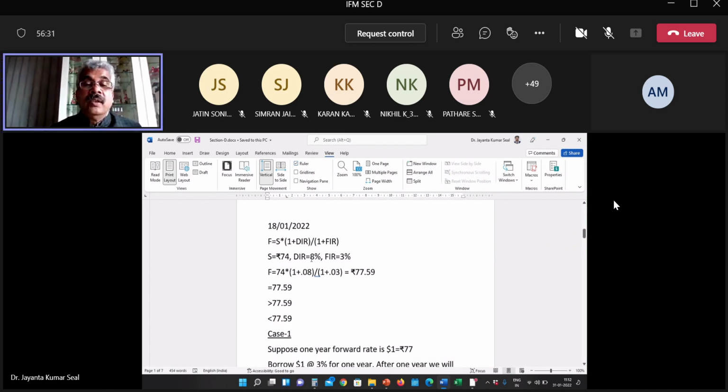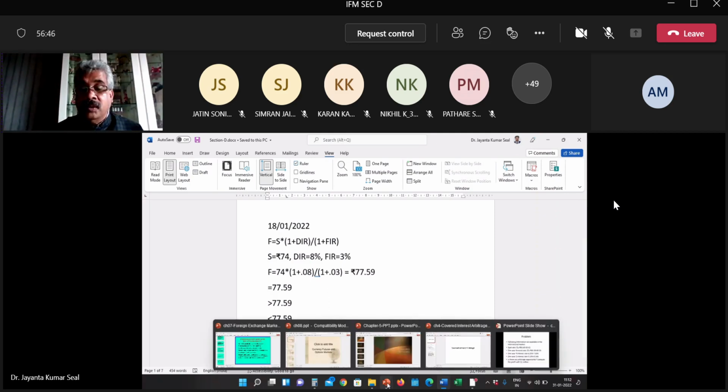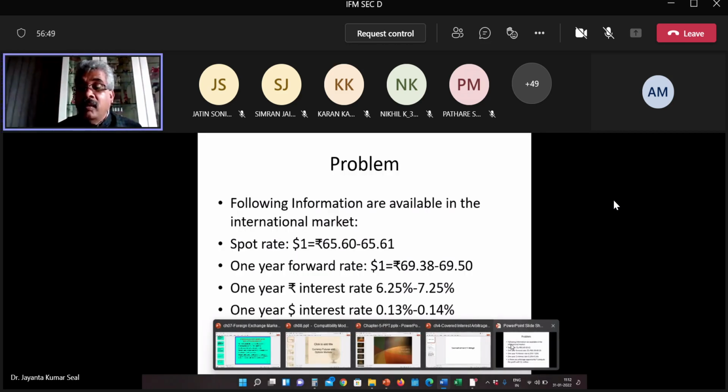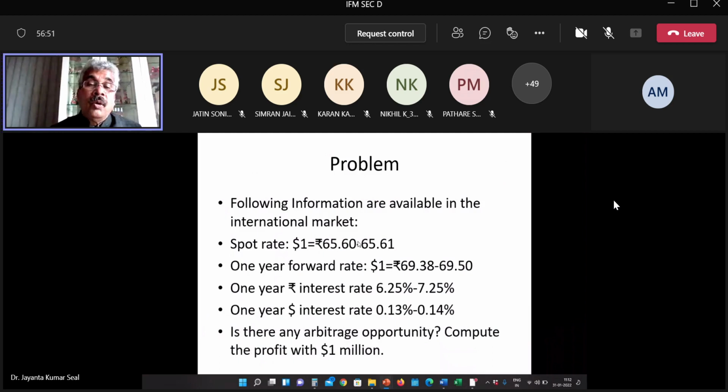Spot rate, domestic interest rate, foreign interest rate. Earlier it was a single spot rate, a single domestic interest rate, a single foreign interest rate. So we found the single forward rate, and then we did covered interest arbitrage. We saw that if the forward rate is more than this or less than this, there is an opportunity. But here there are 2 spot rates, 2 forward rates, 2 interest rates for domestic currency, and 2 interest rates for foreign currency.